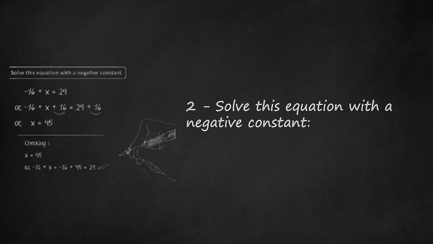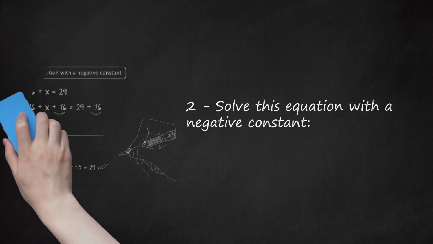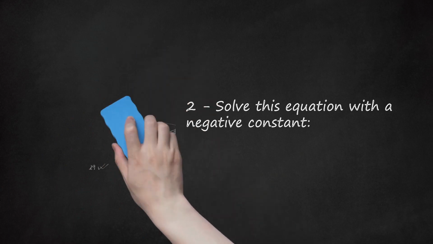-16 + x = 29. -16 + x + 16 = 29 + 16. x = 45. Checking your work, since -16 + 45 = 29, your solution is correct.